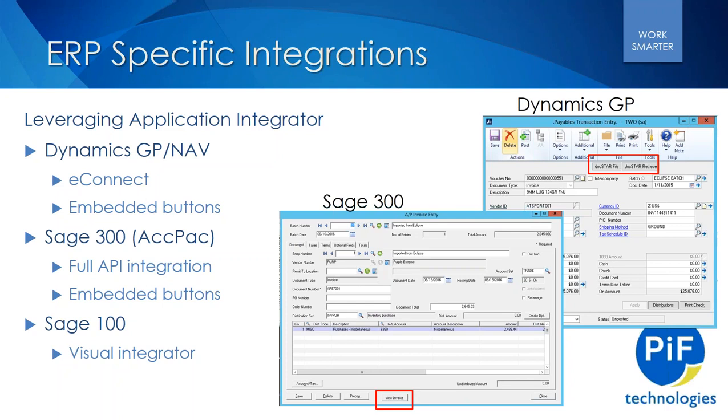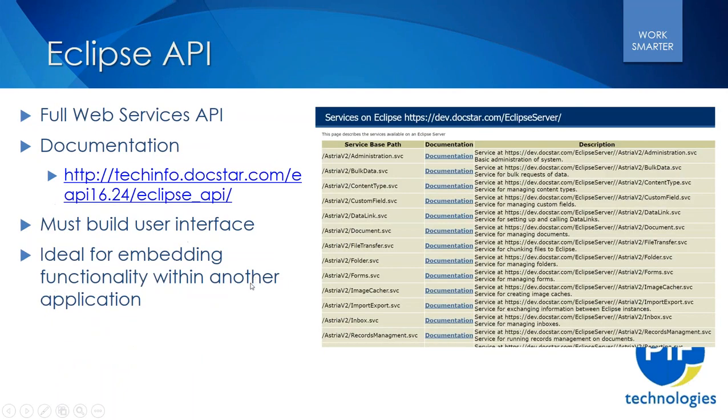There's a product called the Visual Integrator. That's part of the Sage platform that will allow us to push and pull data pretty easily. Okay. Full API, there isn't a public link to this documentation, but you can see here I've provided that link. This is basically the web services API.